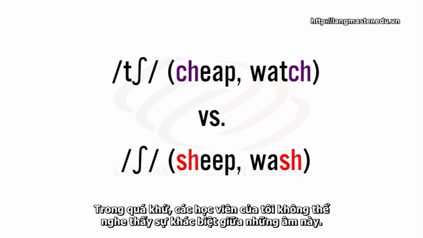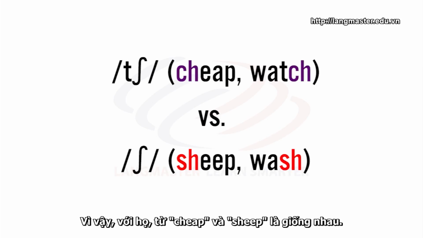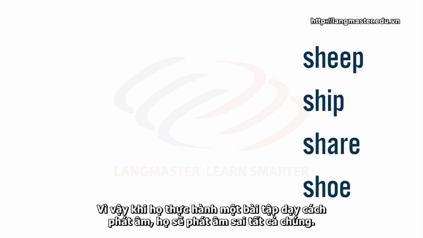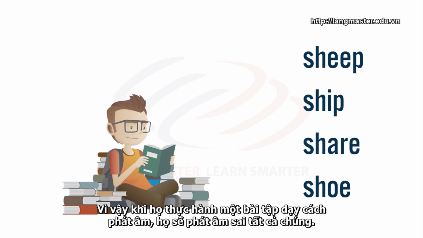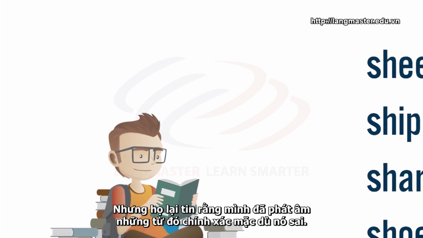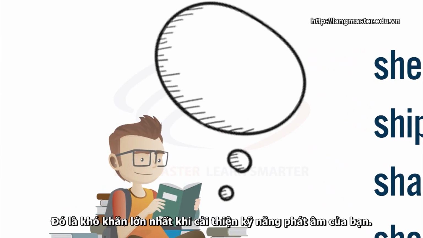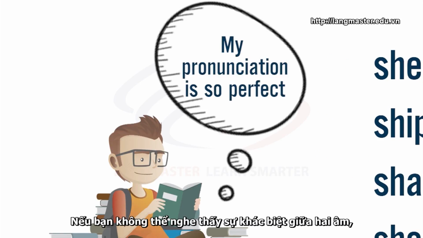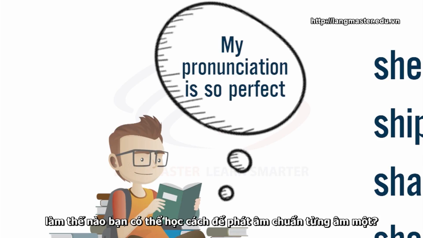In the past, my students couldn't hear the difference between these sounds. So to them, the words cheap and sheep sounded the same. So if they did an exercise teaching how to pronounce these words, they would mispronounce all of them. And they would believe that they were pronouncing those words correctly, even though that wasn't true. And that's the biggest challenge when it comes to improving your pronunciation. If you can't hear the difference between two sounds, how can you learn to produce each sound correctly?